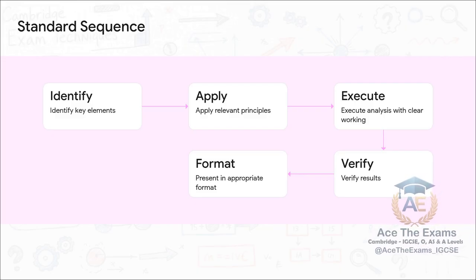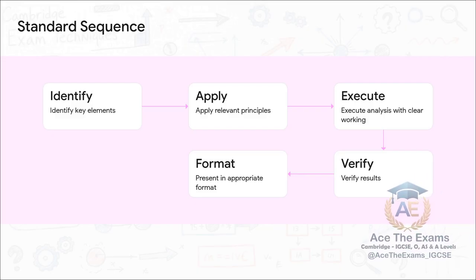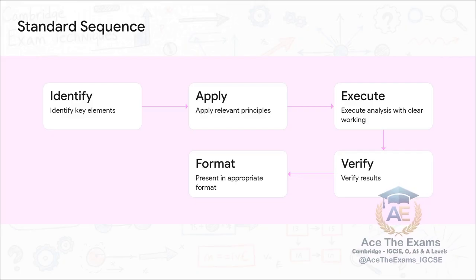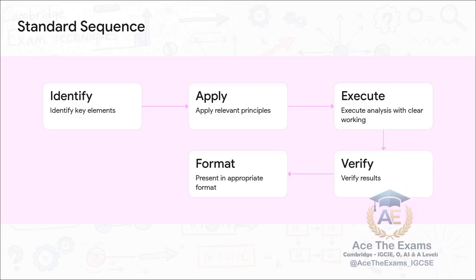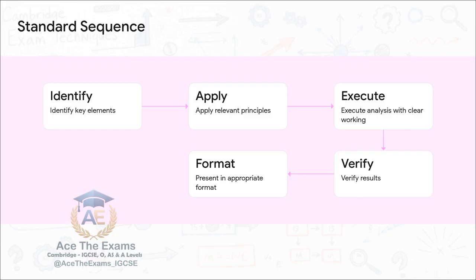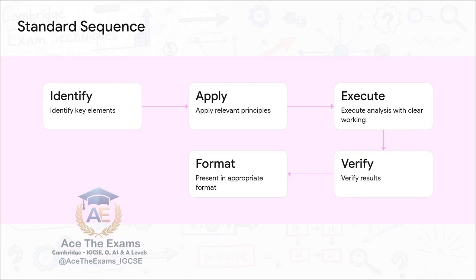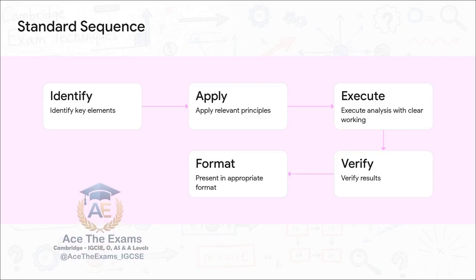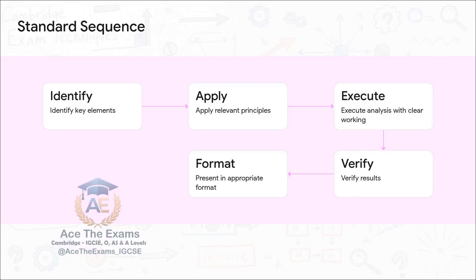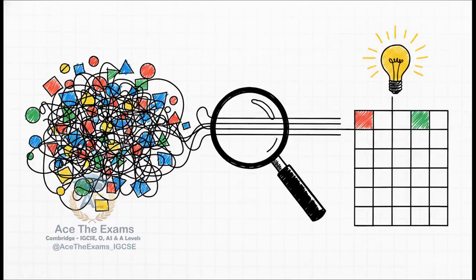Verify your results. Check your telemetry. Step 5. Present it in the appropriate format. Listen to me carefully. If you skip step 3 and don't show clear working, the examiner cannot track your flight path and will not award you method marks, even if your final destination is miraculously correct. But here is the catch.